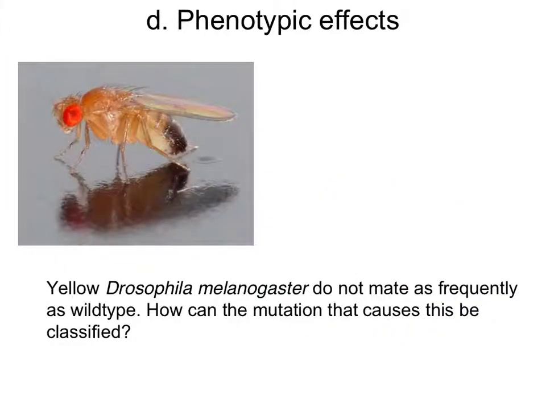So this is a mutant Drosophila melanogaster in that it has a yellow body color. This fly is mutated at one or more of the genes responsible for producing and depositing pigment into the body of this fly, which in a wild type is grayish-brown. So this is a visible mutation with regards to body color, and it's also a biochemical mutation because there are mutant forms of genes responsible for biochemical pathways. An interesting thing about these mutant flies is that they don't mate as frequently as wild type, which you wouldn't know just to look at them, that the color change would also affect their mating frequency.